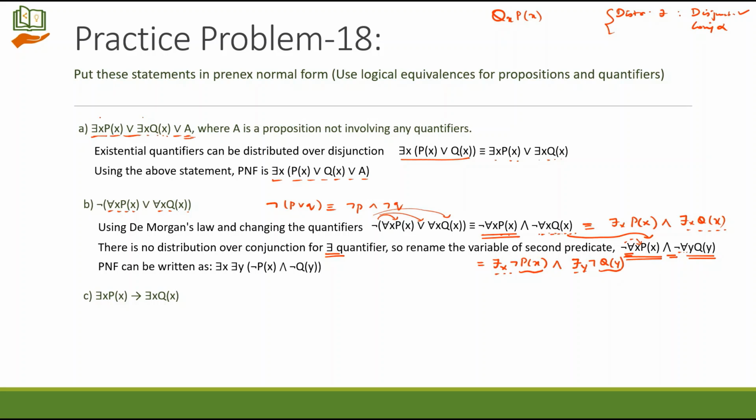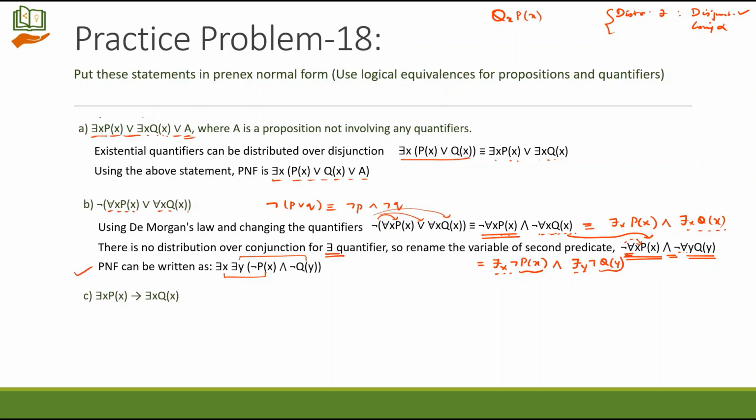Since we cannot distribute conjunction over existential quantification, we are actually renaming it to another variable. When you apply x, it will be applied only to p of x. When you apply y, it will be applied only to this q of y part. Though it is negated, it is applicable only for that particular predicate. So the Prenex normal form can be written in this way without any botheration because we are using another variable there. So this is the answer in Prenex normal form.